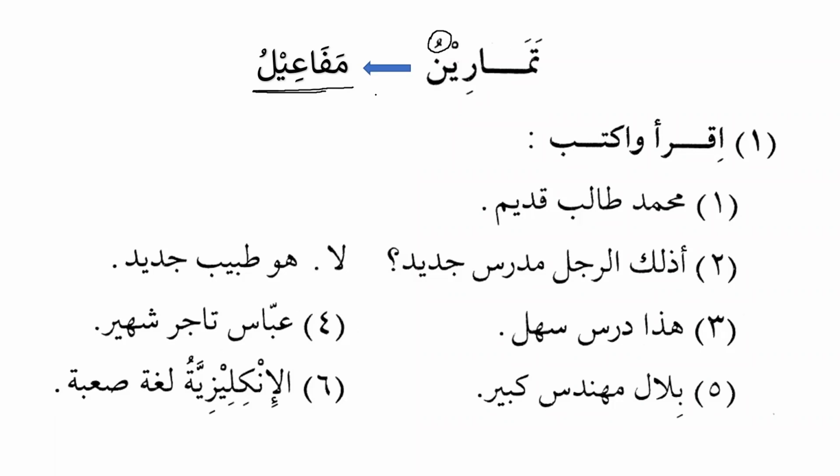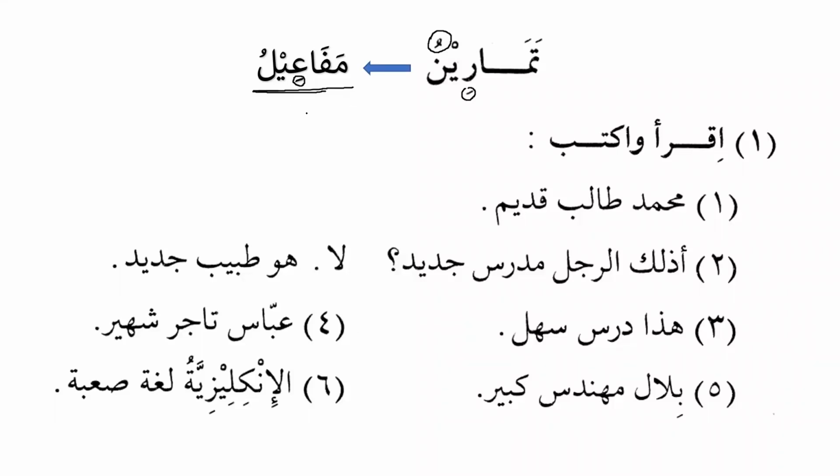Third one is alif, and the fourth one has to take kasra. Here it has kasra and here it also has kasra. The next one will be sakin. So ya is sakin and ya is sakin over here. And the last one takes dhamma or fatha. So it will be tamarinu and mafa'ilu.